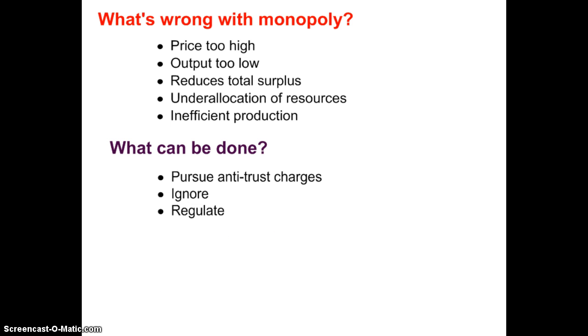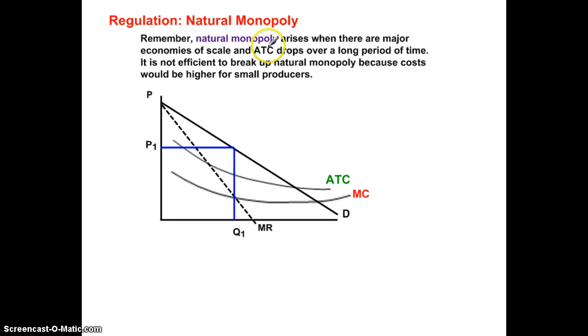And the one we're mainly going to talk about here is natural monopoly. Because natural monopoly is a little bit different from other kinds of monopoly. Natural monopoly is created when there are major economies of scale, meaning very, very high startup costs, something like an Xcel Energy or a cable company. It's very expensive to start it, but the more customers you have, the more you can spread those fixed costs over lots and lots of people.